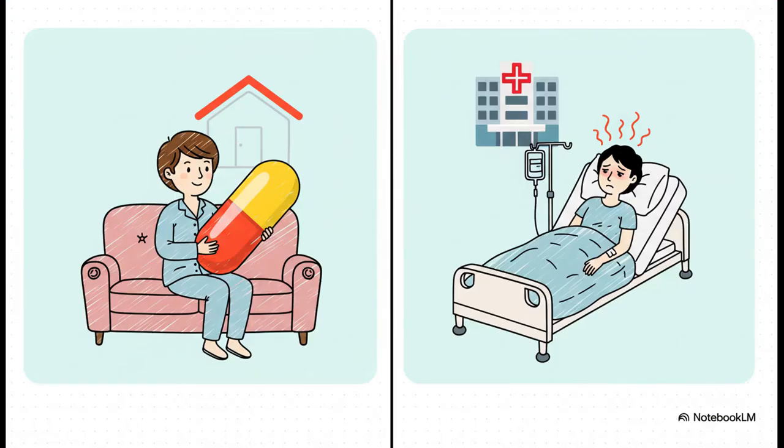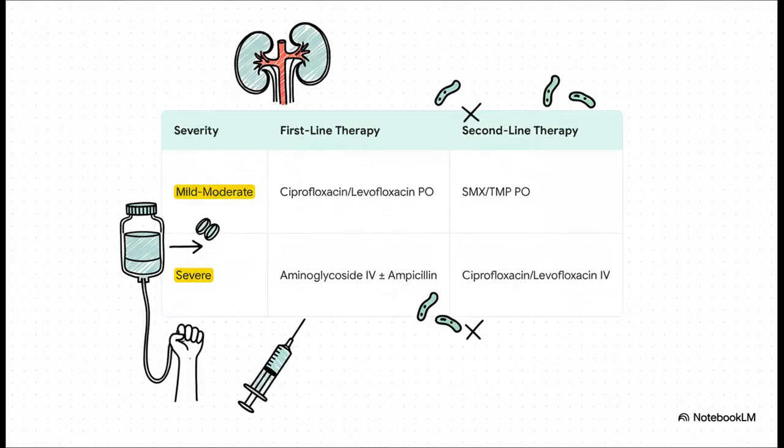So, when you suspect pyelonephritis, your first job is to figure out how bad it is. Is the patient stable? Can they keep down oral meds? If so, that's mild to moderate, and we can probably manage them as an outpatient. But if they have a high fever, signs of sepsis, or they can't stop vomiting, that's severe. They need to be in the hospital getting IV antibiotics, period. And that one decision, inpatient or outpatient, completely changes our drug choice.